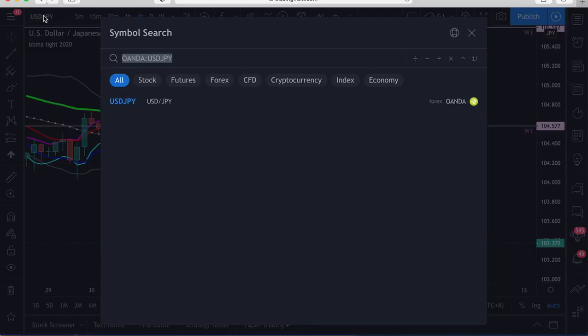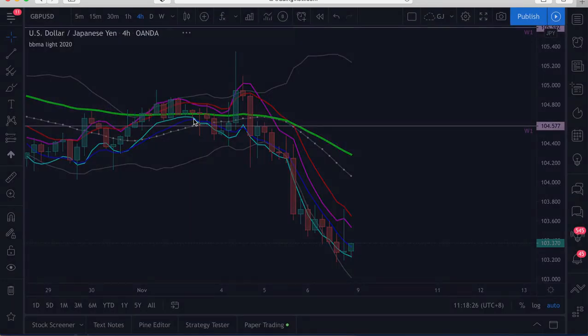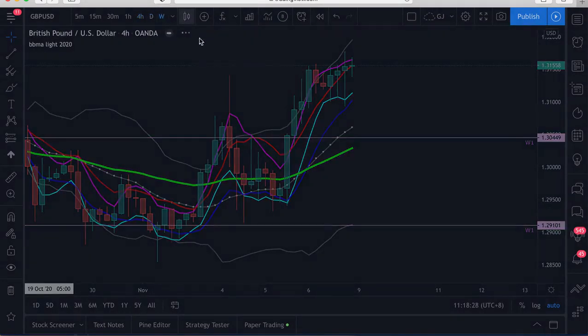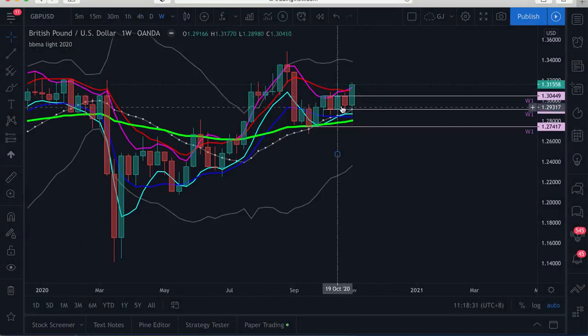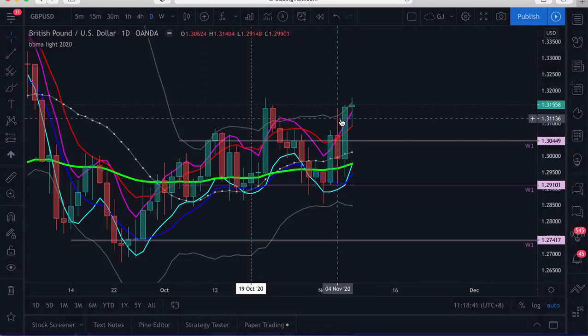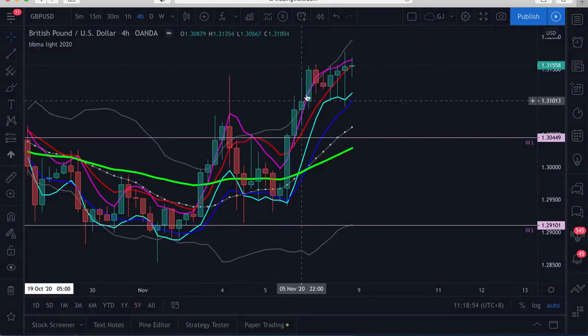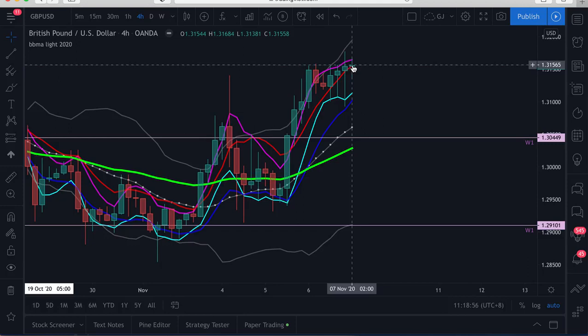Next pair is GBP USD. GBP USD on weekly time frame, price went up and closed at this MA 510 high. So this is a re-entry sell. We look at daily. Price close outside the Bollinger Band, CSM buy, and the next candle actually reject the top BB. So this is a MHV sell. H4, same thing. Price closing inside the Bollinger Band, CSM become a MHV sell.